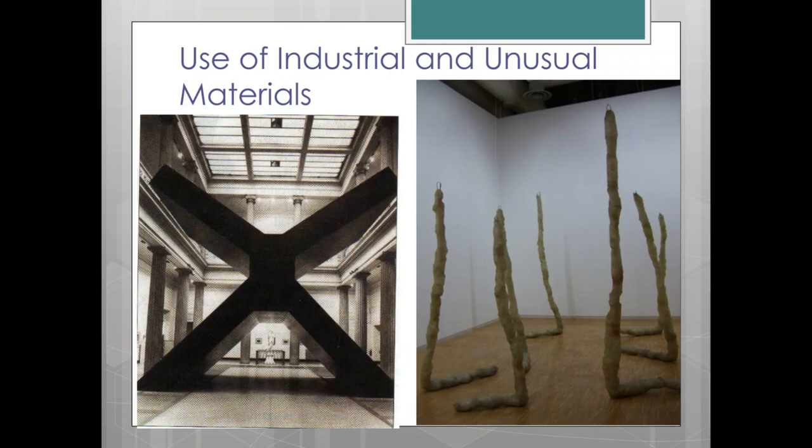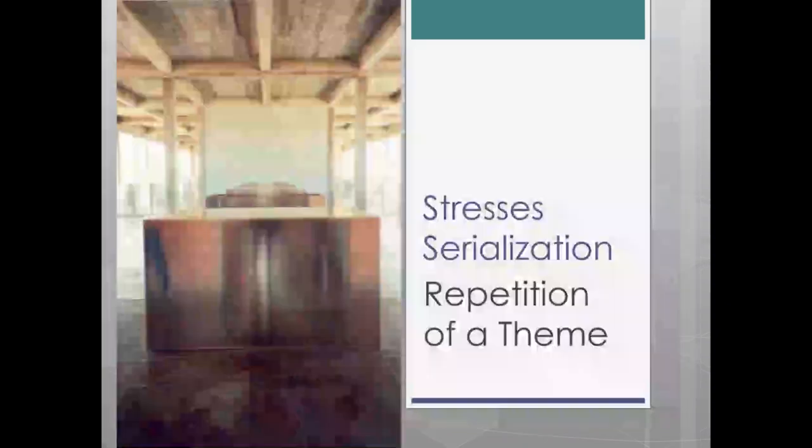And then unusual materials, you're looking at an Eva Hesse piece on the right, and it uses fiberglass, which now we know, of course, is toxic. And really, you should not use this for art making. But you'll notice it creates this kind of biomorphic, almost worm-like, creepy looking, sort of imagery. So again, you see a lot of strange materials, industrial materials.